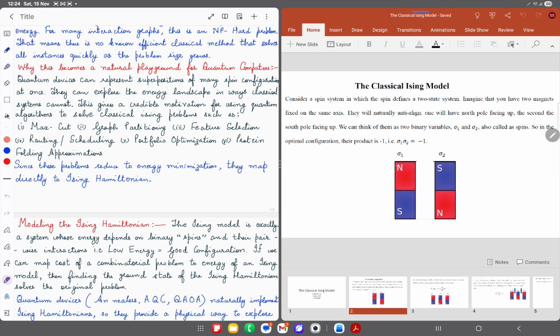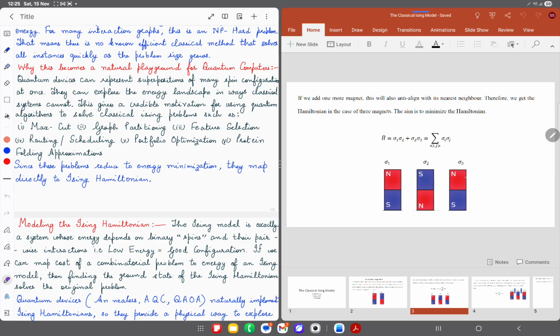That means if the north pole of the first magnet is upwards, for the second magnet the south pole will be upwards. Let us say sigma 1 is the random variable which we use to represent the spin configuration of the first magnet, and sigma 2 is the spin for the second magnet. If they anti-align, the product of the two random variables will be -1. So sigma 1 sigma 2 will be -1 for the two magnets.